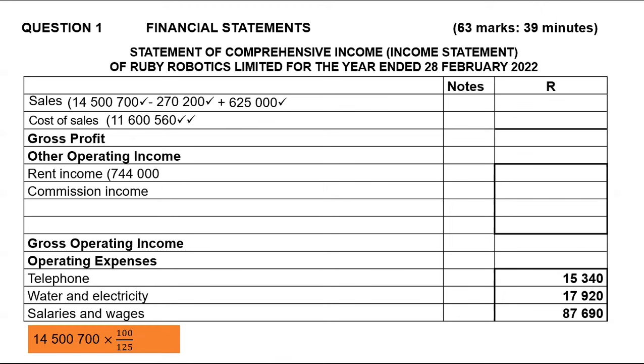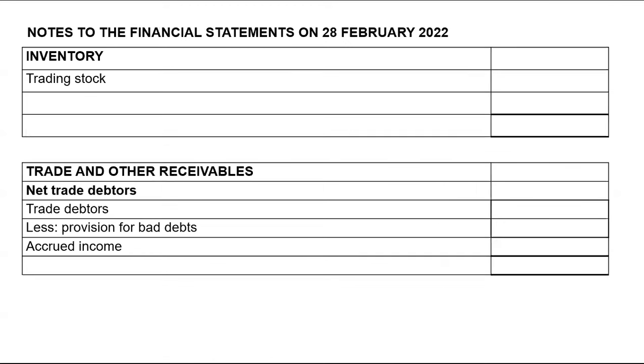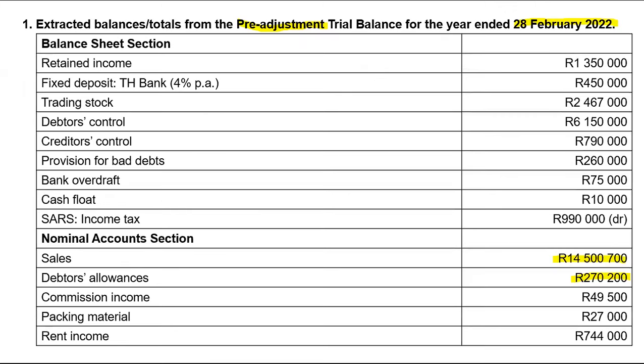So when you go to your debtors control in trade and other receivables, you will start with your trade debtors, which is 6,150,000. This comes straight from your pre-adjustment trial balance. Okay, so it comes from here. Trade debtors is simply your debtors control, which is the 6,150,000. So you will put it there.